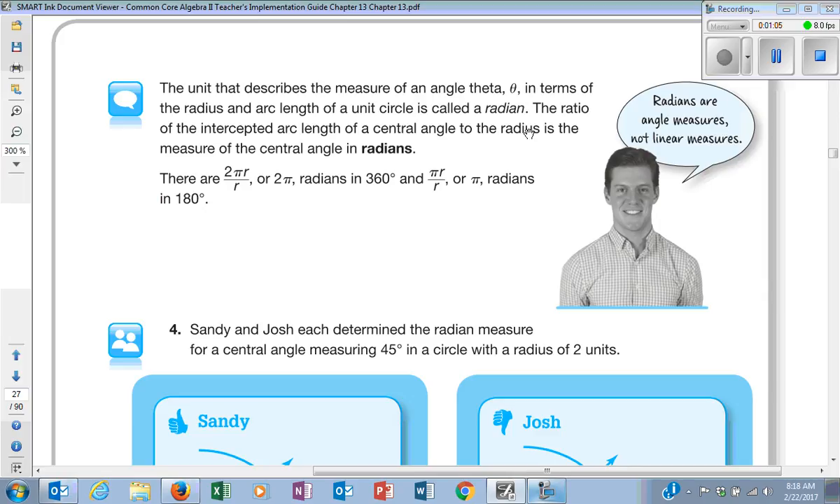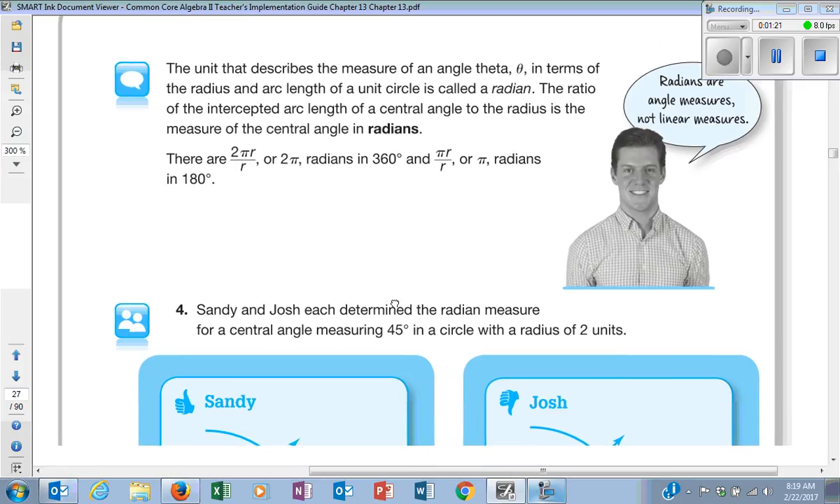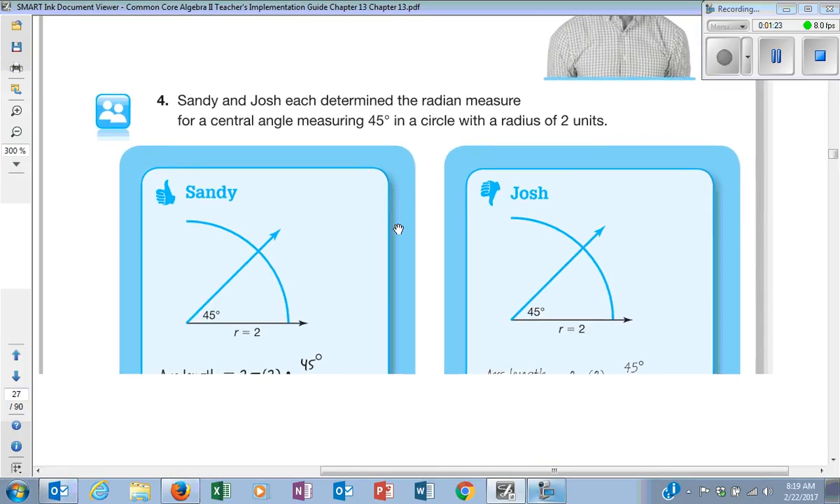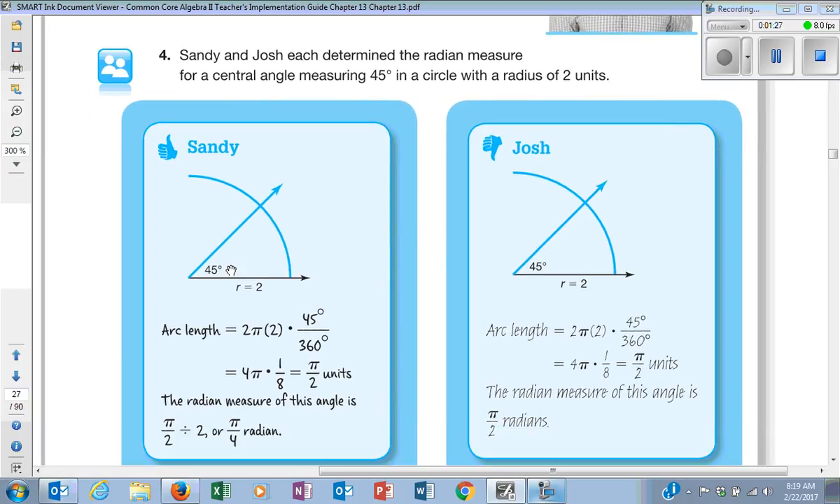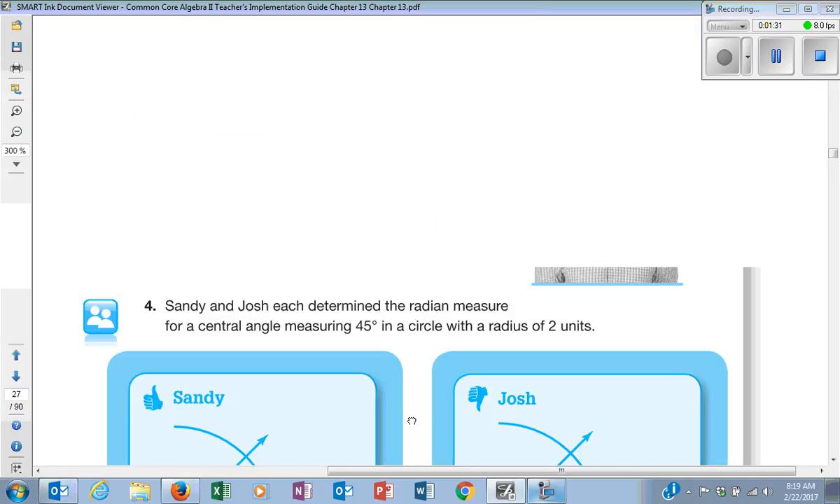So here's what radians are. Radians are the ratio of the intercepted arc to the radius. That is definitely going to be something you need. That is called radians. So let's look at Sandy and Josh. They want us to determine the radian measure for this central angle. Does that make sense?